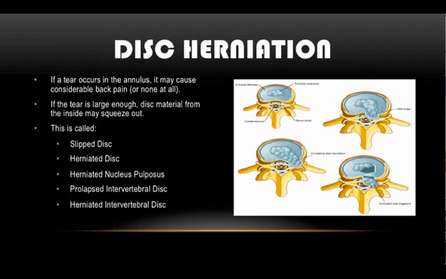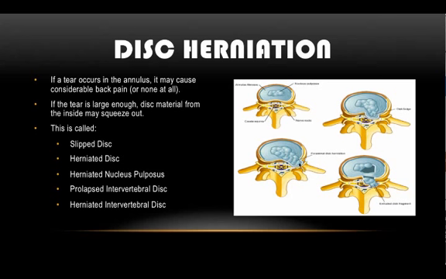Now, disc herniation is on the same timeline, but it actually goes a little bit farther. So if a tear occurs in the outer layer, which is the annulus, it may cause a lot of back pain because, as mentioned, there are some nerve endings in this layer, or it may cause no symptoms at all. Now, if the tear is large enough, then you can see it here. Some of the disc material may squeeze out from the inside, almost like the jelly squeezing out of a donut.